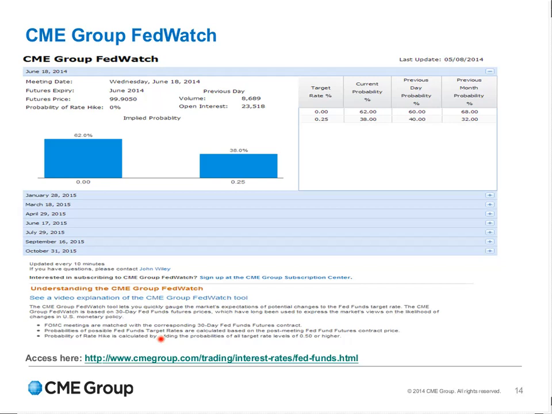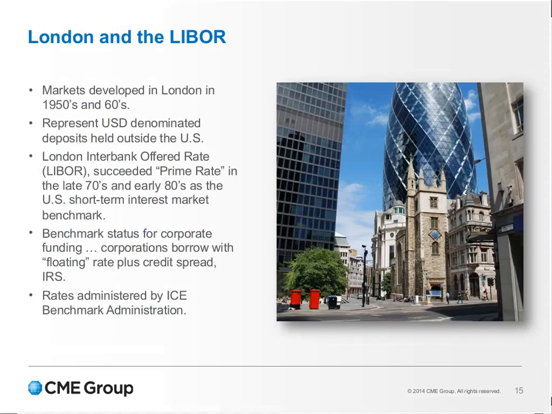We want to keep a sense of where our expectations for Fed policy are, because as Fed policy changes, our investment and trading strategies may change along with that. So this tool is a great tool to start to track and follow where the market, through its pricing of Fed Fund futures, believes we're going to see changes in interest rates.